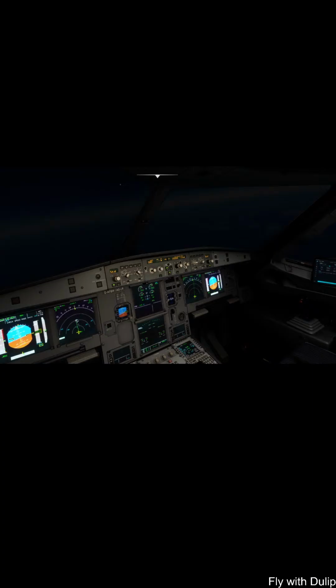Sri Lankan 103, cancel the speed restrictions, cleared for high speed approach. Cleared for high speed approach, Sri Lankan 103.